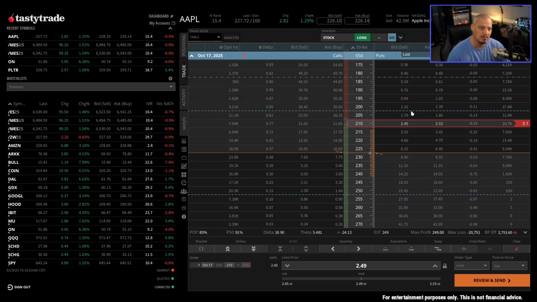91% of the time, I'm going to be able to close this for 50% of max profit, which is $2.49. So divide that in half. I'm going to make $125 on this trade 91% of the time.